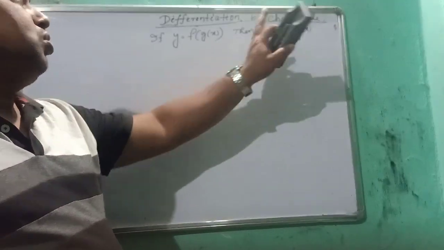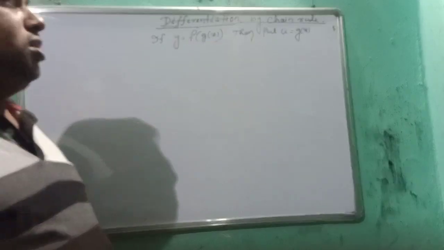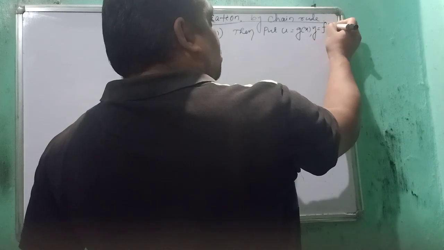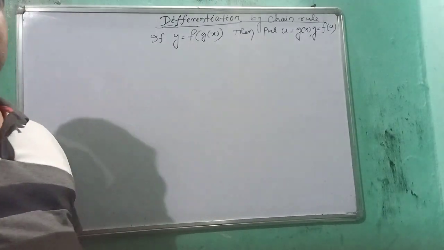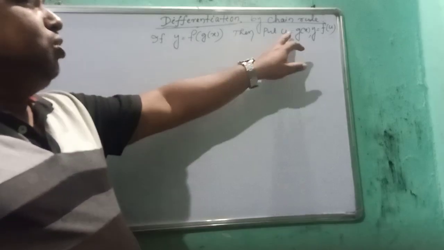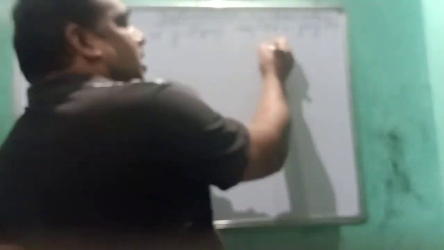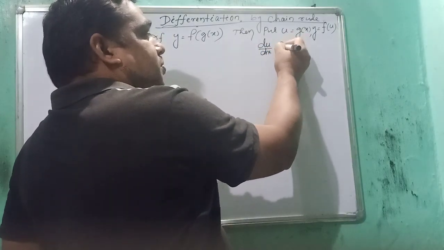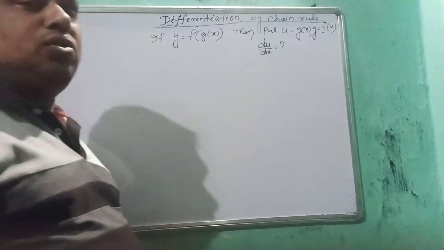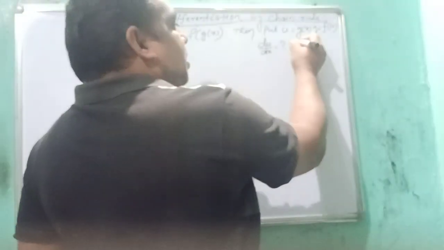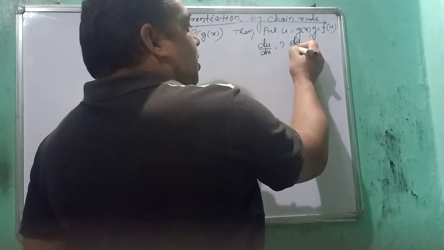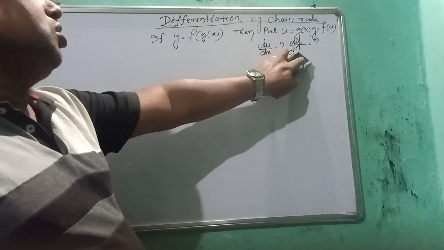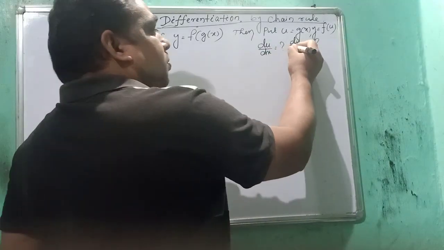If u is equal to g(x), then what is y here? y is equal to a function of u. If u is equal to g(x), then you can find du by dx, the differentiation of u with respect to x. Here y is equal to a function of u, so we have to find dy by du.